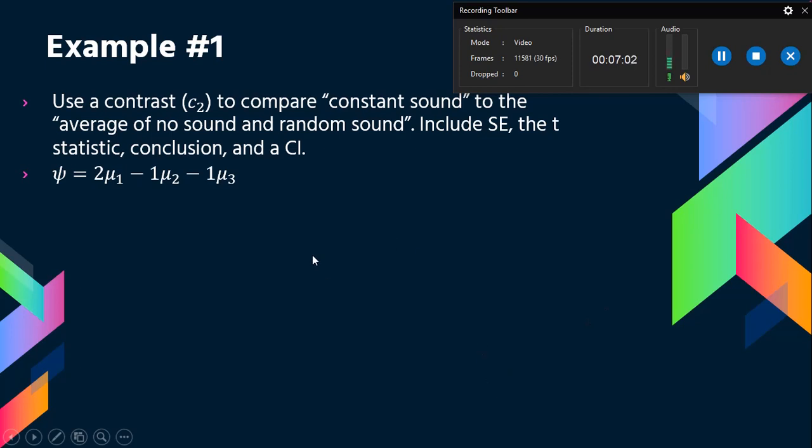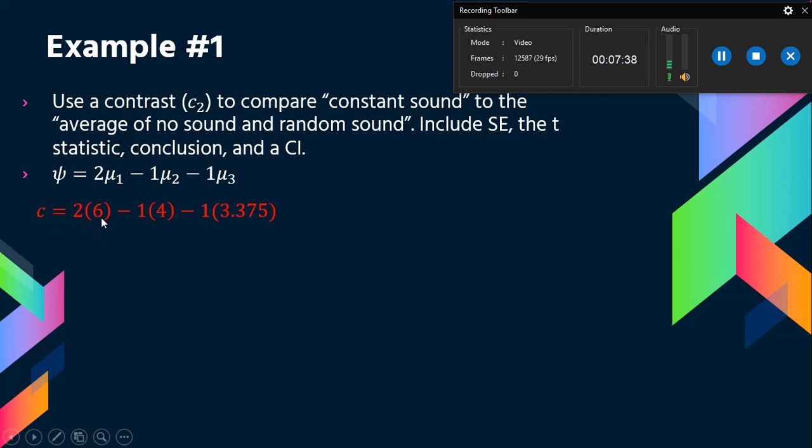Susan also set up a second contrast before running her experiment. She wanted us to compare constant sound to the average of no sound and random sound. So we're going to start the process of the contrast again. So this time they've set up psi. They believe that constant sound has a different mean. They're using a coefficient of 2. And then we're doing the average of no sound and random sound. So each of those means will have a coefficient of -1. Remember, the coefficients must sum to 0.